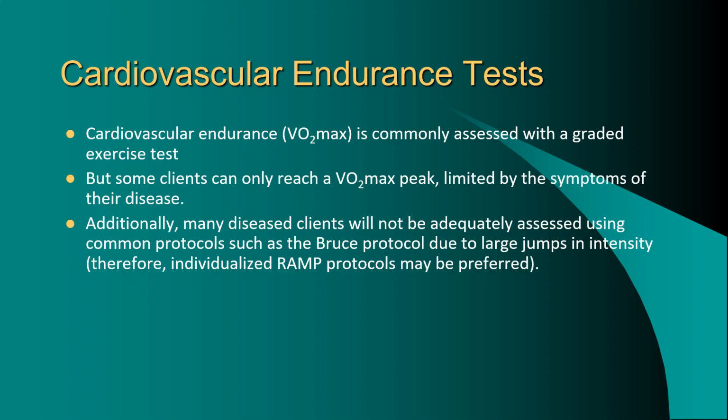And for some clients, they can only reach what's called VO2 peak, because their limbs, due to symptoms of the disease, may limit their ability to do the activity. And so for many of the folks we're going to talk about in this semester, we cannot adequately assess using the common protocols such as the Bruce protocol on a treadmill. It has very large jumps in intensity, and many times even the first stage is too intense for these folks. So a more individualized protocol, what's called a ramp protocol, is usually preferred. And we'll discuss those in a little bit.